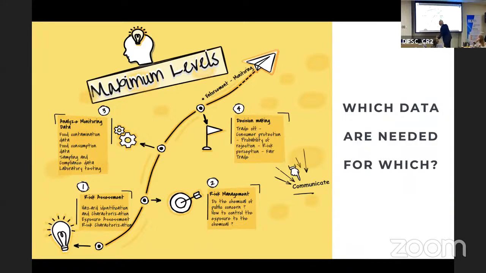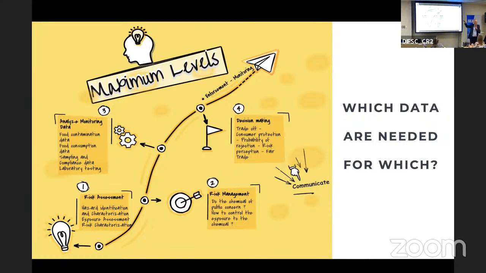So once you know the situation, you decide whether to propose a maximum level or not. And how to decide the maximum level is about the trade-off: how much you reduce the exposure and how much you accept as a rejection rate. After that, you put enforcement and monitoring and so on, and you continue the cycle.